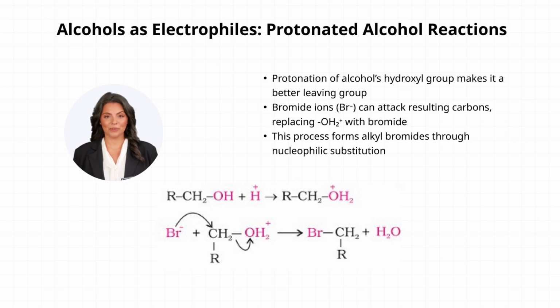Alcohols can act not only as nucleophiles, but also as electrophiles when protonated, making the hydroxyl group a better leaving group. This slide explains how this happens, especially in reactions forming alkyl halides. Initially, the hydroxyl group in an alcohol grabs a proton, H+, from an acid, transforming into a positively charged oxonium ion, RCH2OH2+. This protonation is crucial because the water molecule can leave more easily than a hydroxide ion.